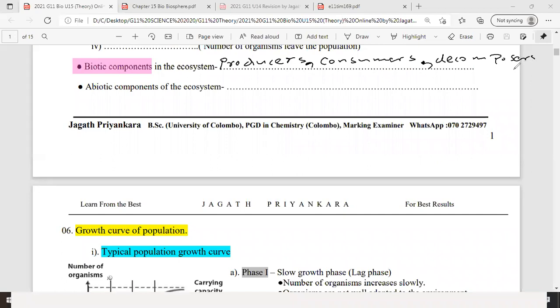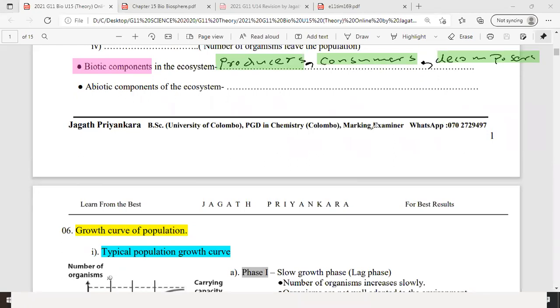Who are decomposers? Bacteria, or microorganisms. In other words, microorganisms. They are called biotic components. Biotic. For consumers, if you want to write within brackets below, write carnivores, herbivores, and omnivores, and for producers, write plants and algae within brackets if you have space.